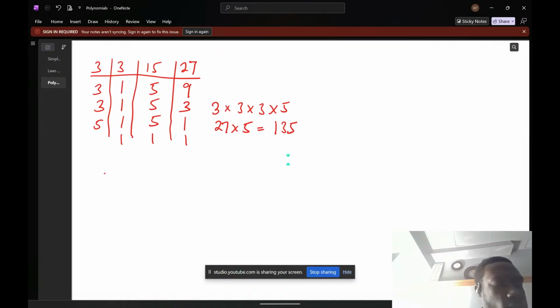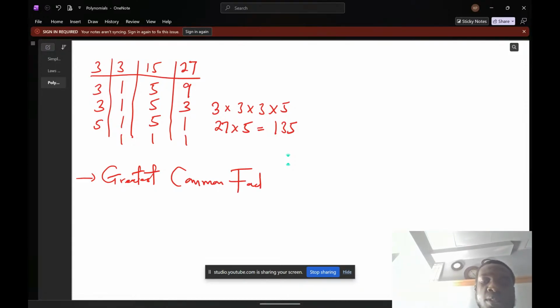So now if I don't get anything in the chat boxes, I will continue with greatest common factor. Some also call it the highest common factor, which is also called GCF or HCF.